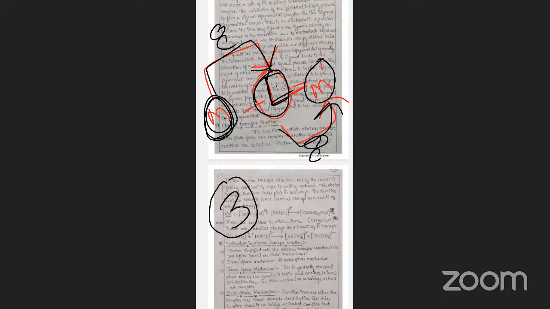The second one is the outer sphere mechanism. What is the outer sphere mechanism? Here also a simple example. Now, outer sphere mechanism: the metal loses an electron, and the metal prime gains an electron. This metal directly gives the electron to the metal prime.